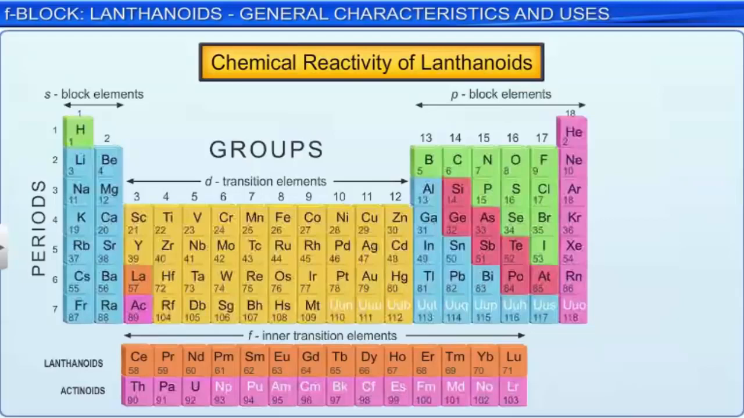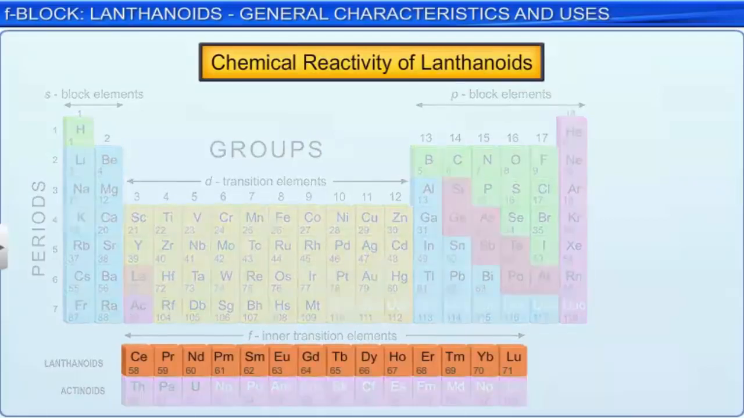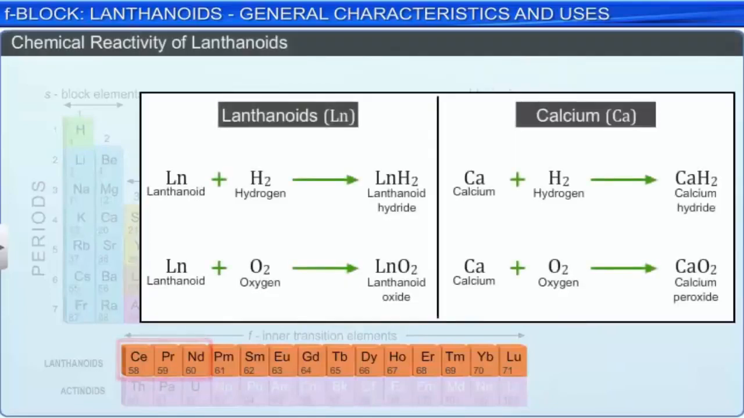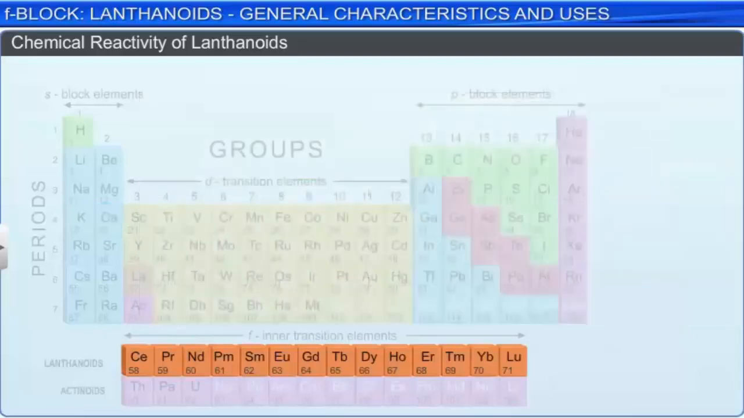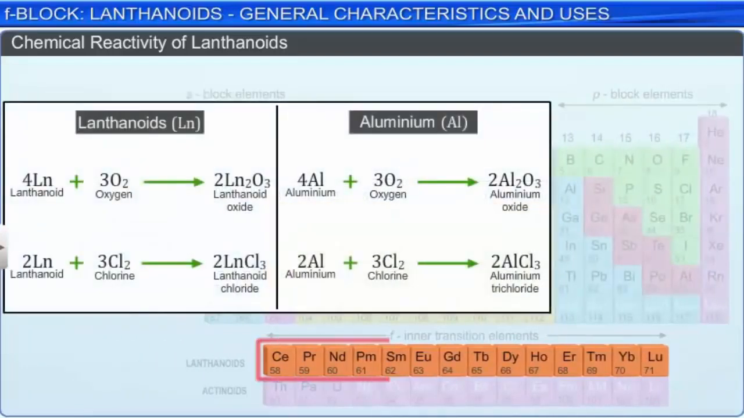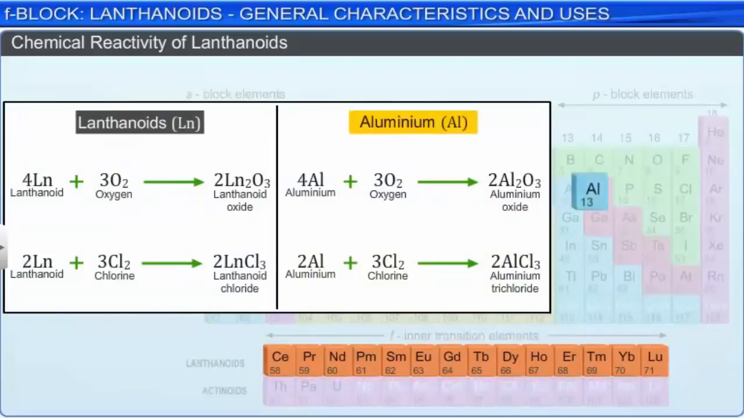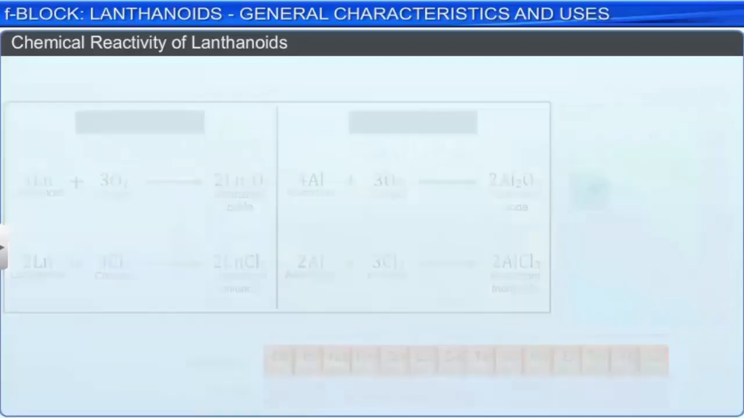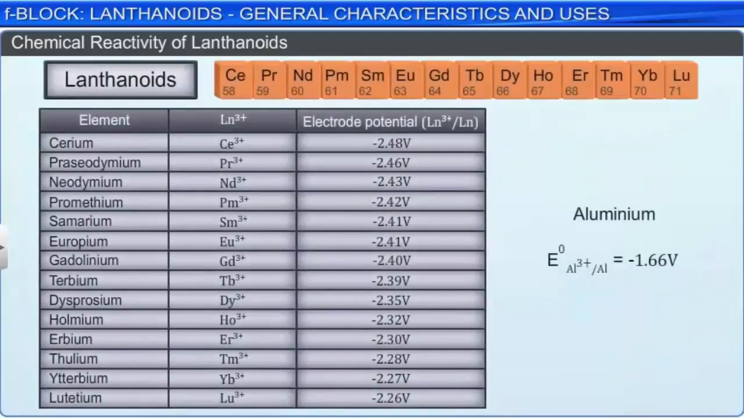Now, let us look at the chemical reactivity of these elements. The first few members of the lanthanoids are quite reactive and show chemical behavior similar to that of calcium. However, with an increase in the atomic number, they behave more like aluminium. The standard electrode potentials of the Ln3+/Ln couple indicate that all the lanthanoids are more reactive than aluminium.